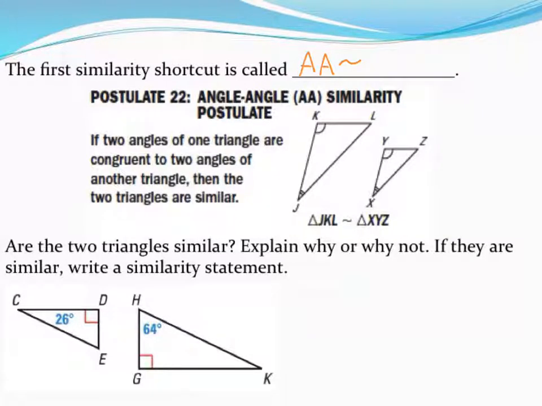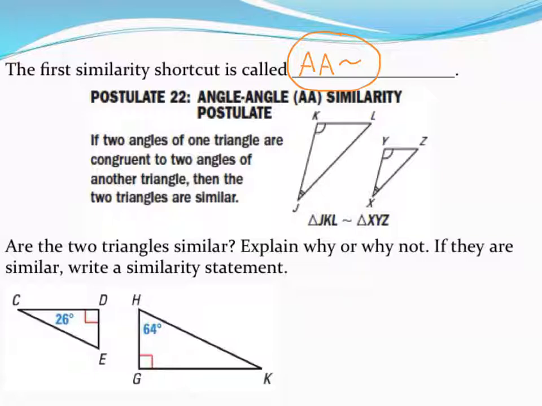One shortcut that we can use to prove that two triangles are similar to each other is called AA similarity. In other words, if we can prove that just two angles of two triangles are congruent, we can prove that the two triangles are similar to each other. So let's take a look at these two triangles at the bottom.